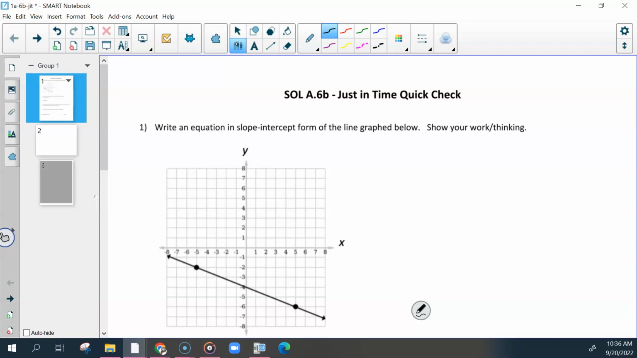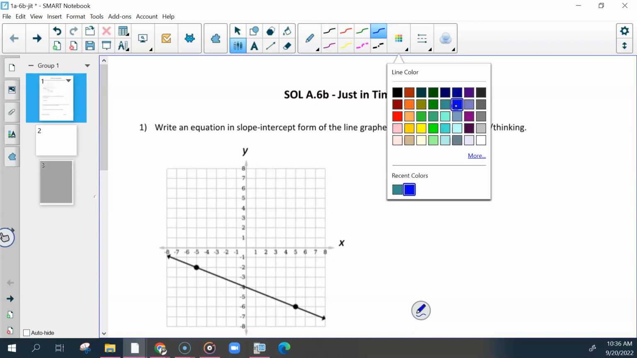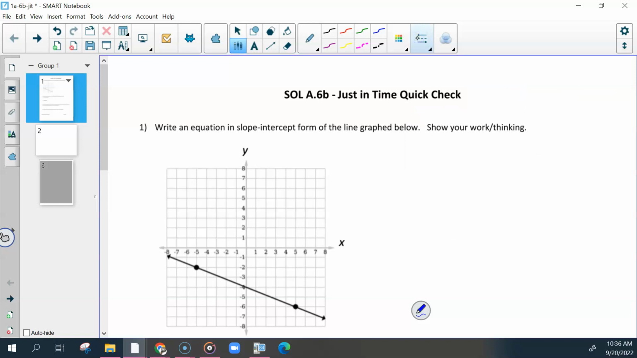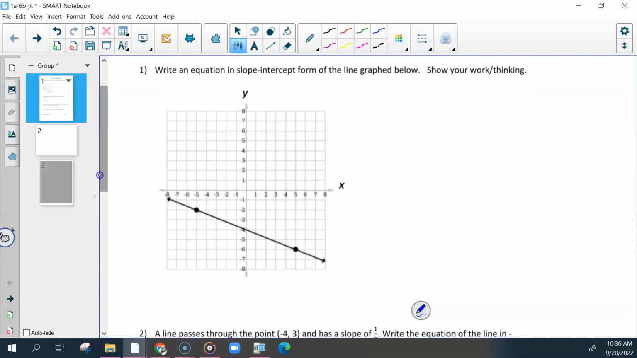Number 1, I had all these preset pretty colors and something happened. You had to write it in slope-intercept form, so you had to find your slope and your y-intercept in order to do that. Some of you counted from here to here, so that would be going down 4 to the right 10, or vice versa, up 4, left 10.